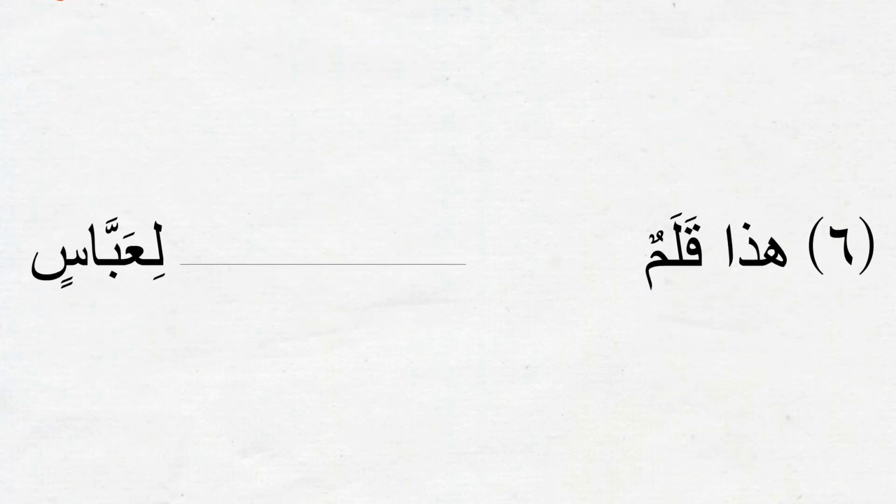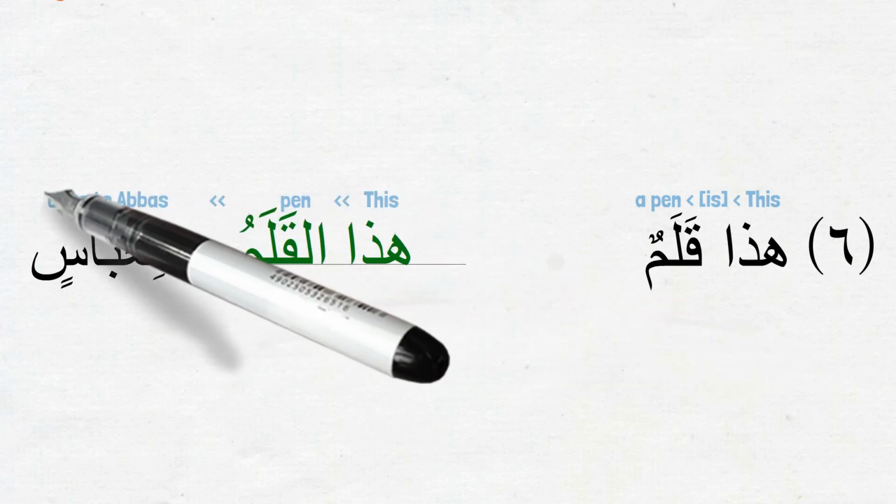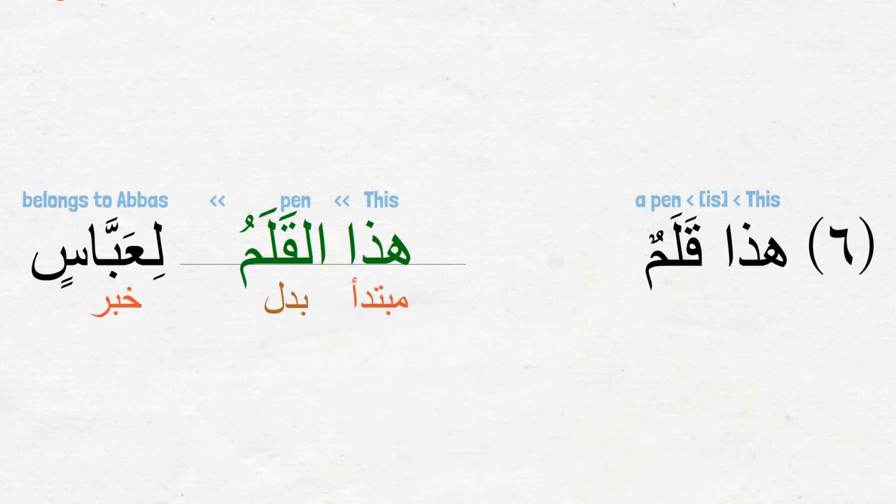Part 6. هذا قلم. This is a pen. And the khabar of the next sentence is لعباس, belongs to Abbas. We are going to write هذا القلم in the blank, and together we have هذا القلم لعباس. This pen belongs to Abbas. القلم is the badal to the mubtada هذا here.